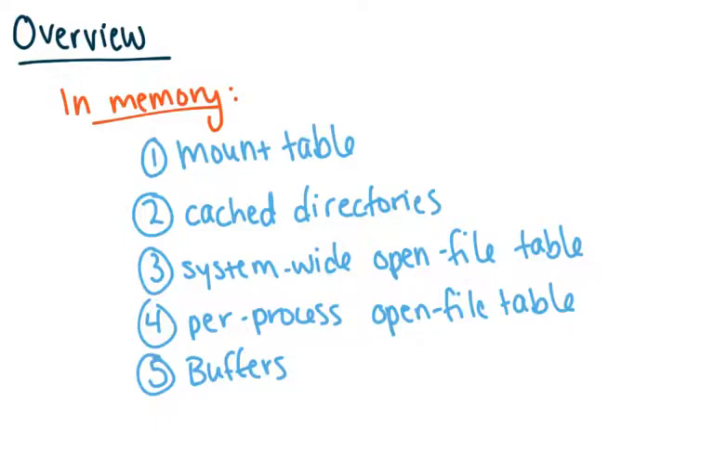Also in memory is the system-wide open file table. This tells you all the files that are open in the system at a given time. Then the per-process open file table. Each process has its own open file table. That all needs to be in memory too. And then buffers for reading in data.